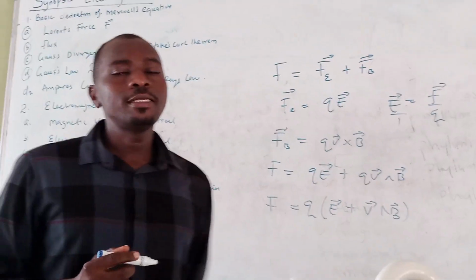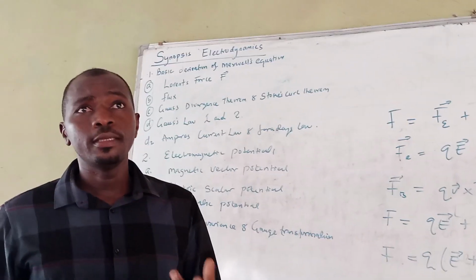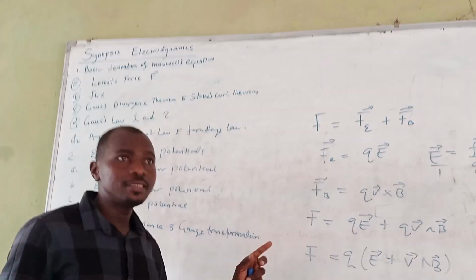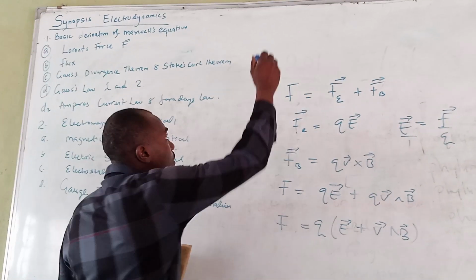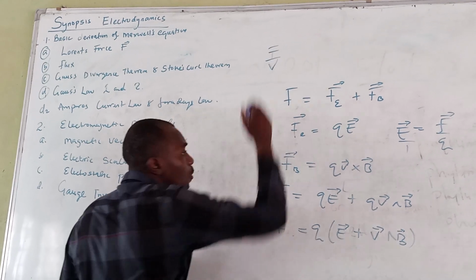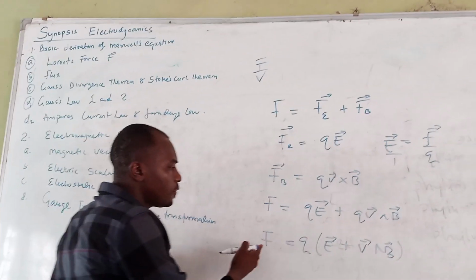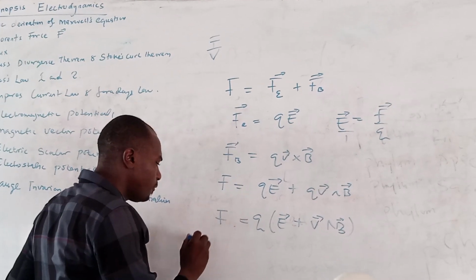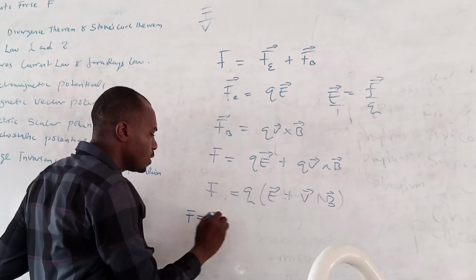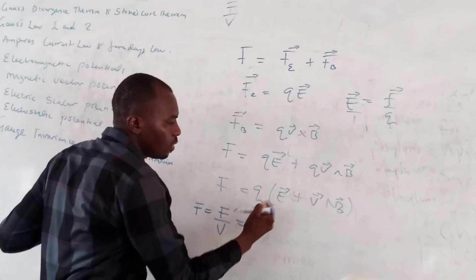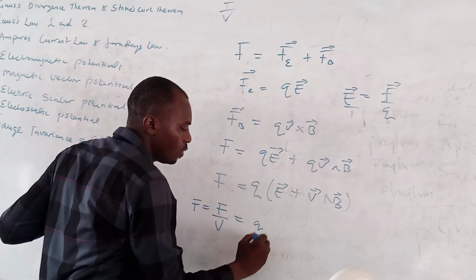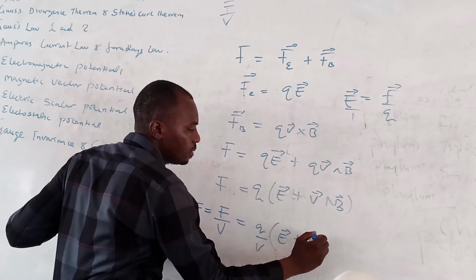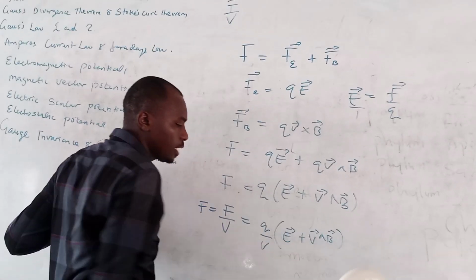But this course is treating what is known as field theory. In field theory, we are talking about force density. That means we are talking about force per unit volume. So this Lorentz force is not going to stand as it is. If we take the force as force per unit volume, all of this will be divided by volume V, whereby we have E plus V cross B. I hope it's clear.